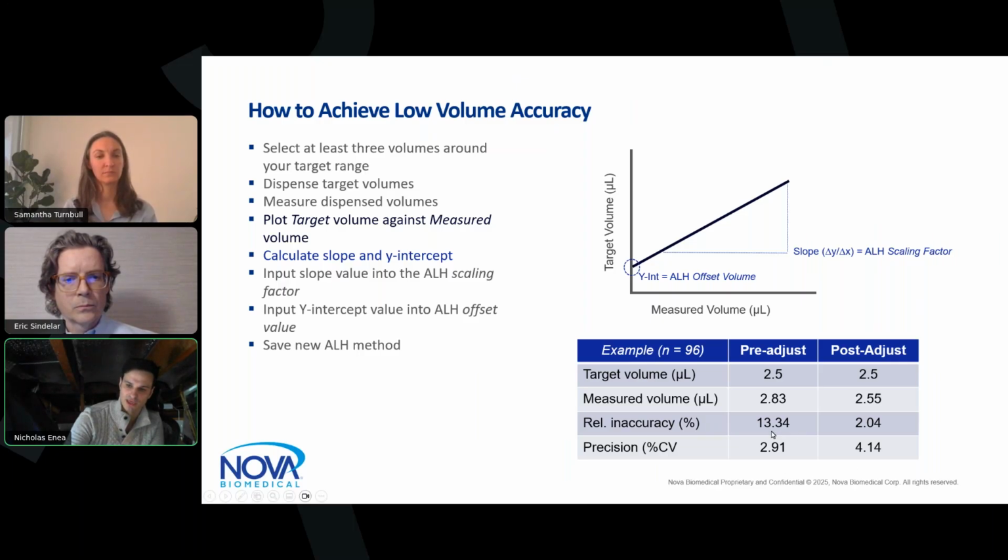So before we used the MVS, the relative inaccuracy was around 13%. After the MVS and making an adjustment to the slope and offset, we were able to get it around 2%, which is super big because that 13% was causing a lot of false positives within their assays as well. So just highlighting again another example of what Eric and Samantha covered a little bit earlier as well.